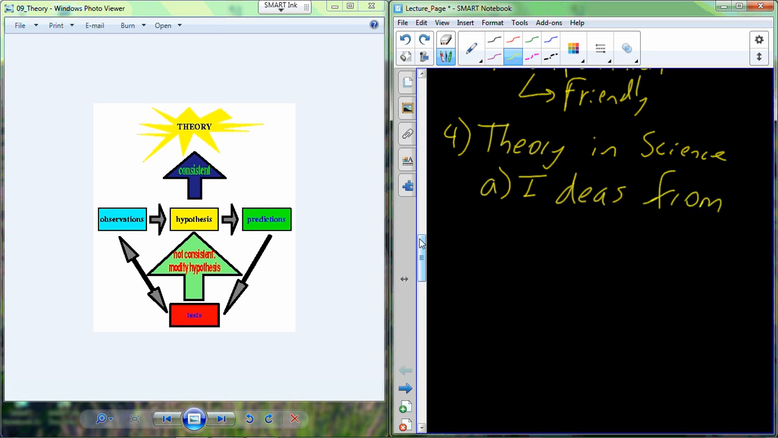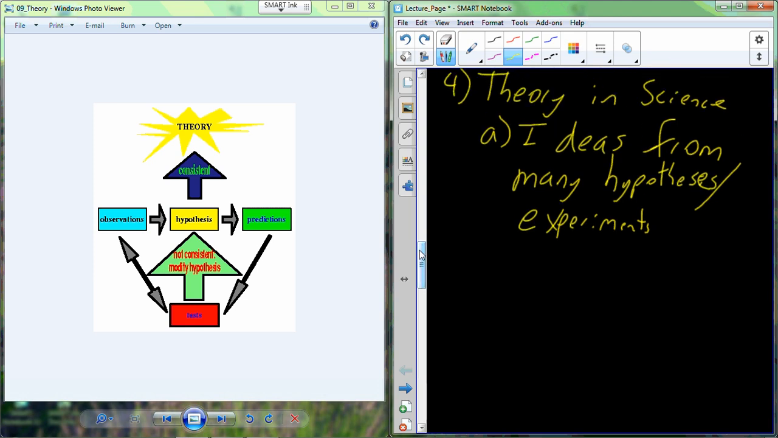So to start out with, a theory needs to be based off of ideas from many hypotheses. It's supposed to be the hypotheses and experiments. So many hypotheses, many experiments, when they are consistently saying the same story, can be utilized together to become the basis for developing a theory. You do something two times and you get the same results, that's not a theory. We're talking about years and years and years of work. It may be hundreds of years of work from multiple different scientists.